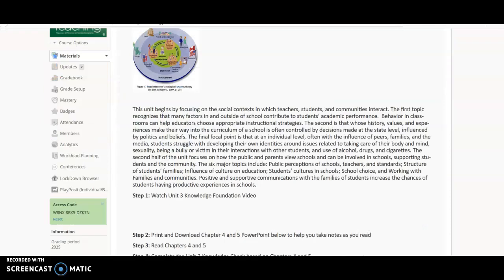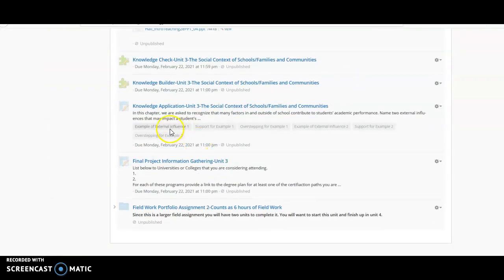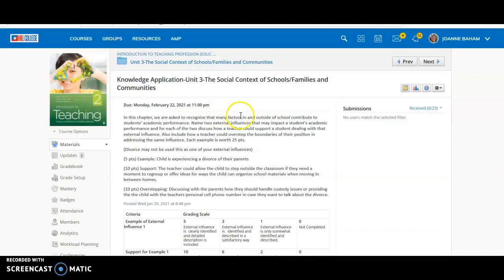So the next piece that you have for this unit is the Knowledge Application Unit 3 assignment. In this chapter, you are asked to recognize that many factors in and outside school contribute to a student's academic performance. I want you to think about two external factors that may impact a student's academic performance. Maybe think about something that impacted yourself. These should be things that occur outside of the school system.